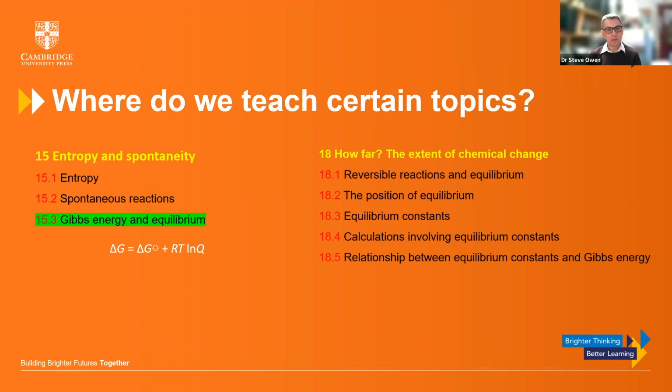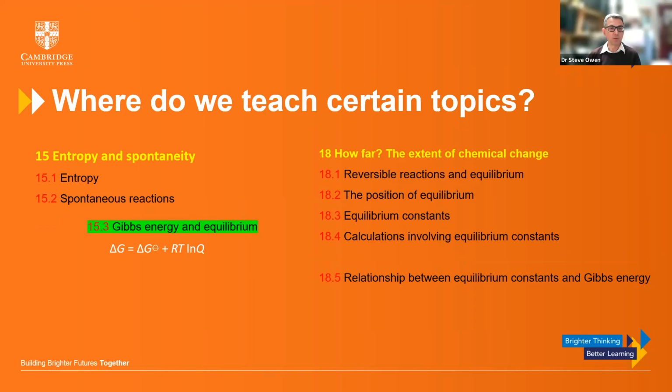And on the syllabus, it's been put in the entropy and spontaneity section, but before the students have met equilibrium, before they've met reversible reactions, and definitely before they've met the reaction quotient. So I think it would be very difficult to teach at that stage. And to me, it makes much more sense to slot it into the equilibrium chapter and relate it then to the reaction quotient and the other stuff they've done on equilibria.